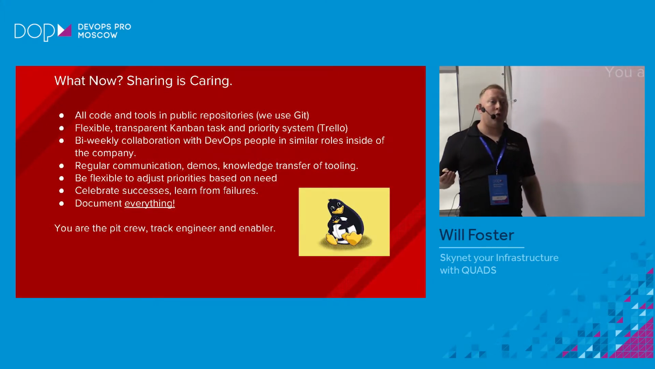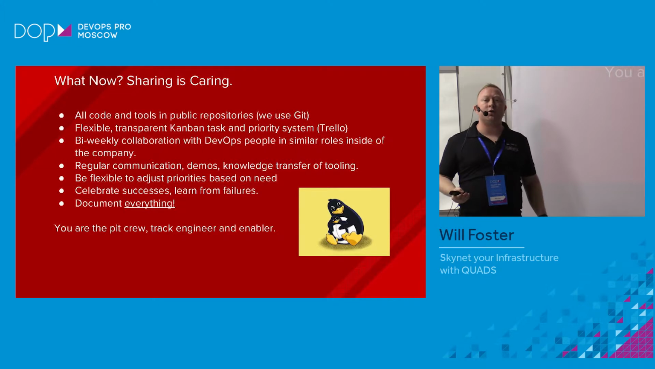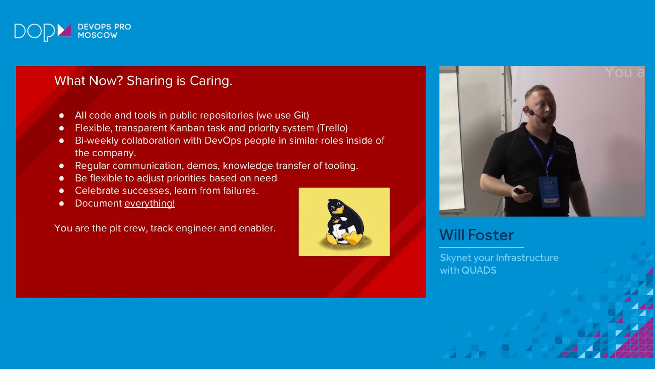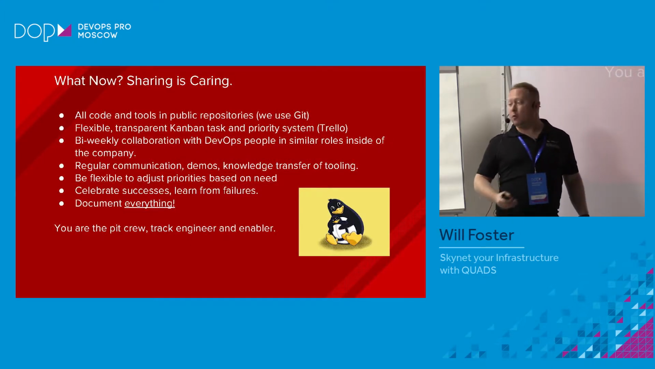All of our code and tools are open source. QUADS is open source. It's on GitHub. Really, we also focus on transparency, on making sure that people know what we're working on, that there are no silos within the organization. And we strive very strongly to document everything. Now, part of QUADS is going to be automating your documentation so you don't have to do it. We'll get to that in a second.